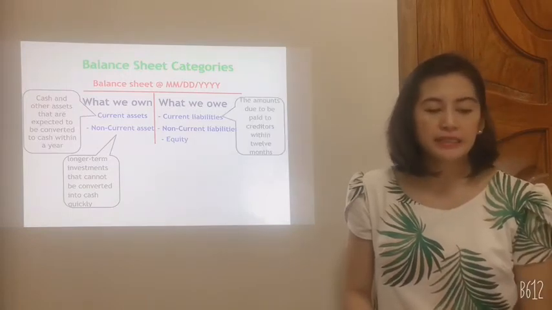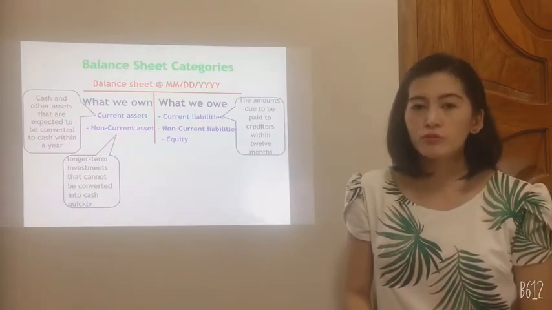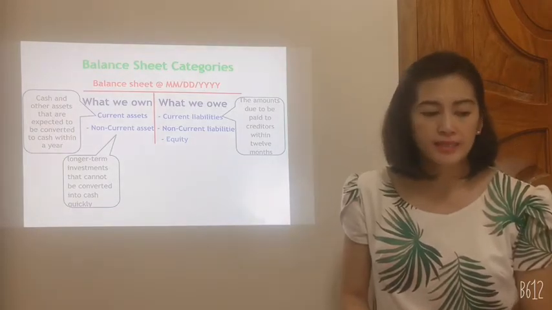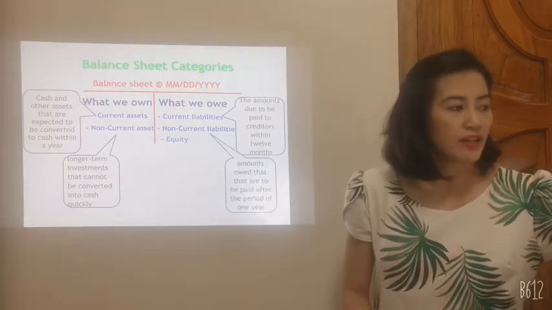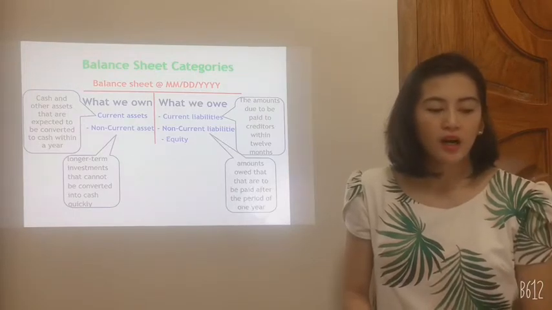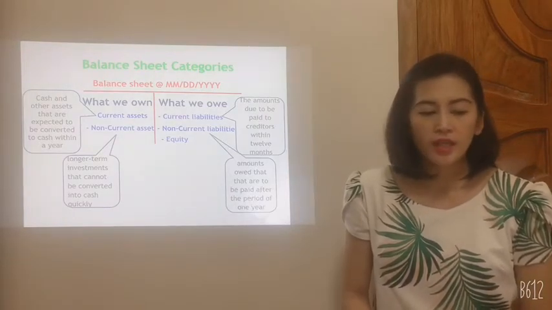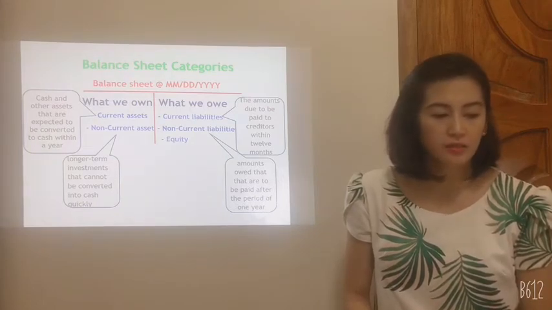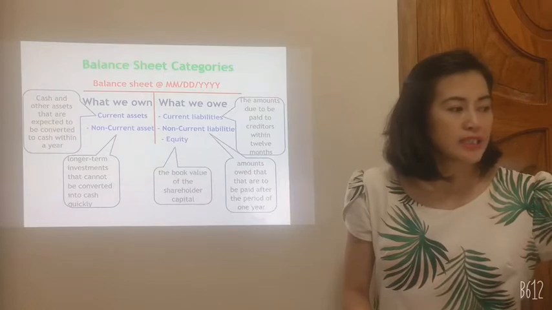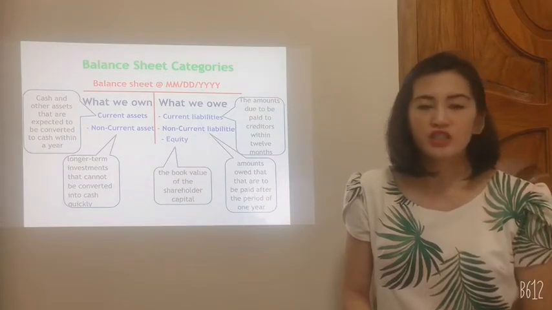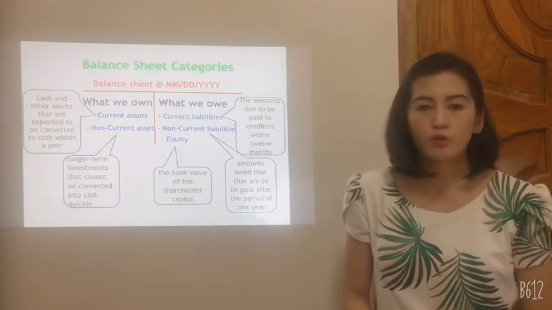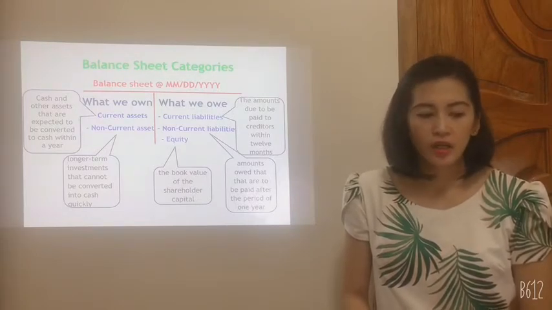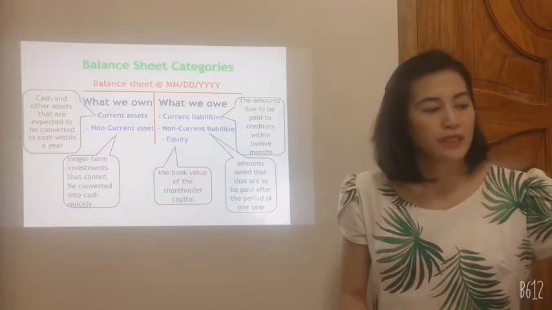Current liabilities are amounts due to be paid to creditors within 12 months. Non-current liabilities are amounts owed that are to be paid after a period of 1 year. Equity on the balance sheet is the book value of shareholder capital. That's how the balance sheet works on a conceptual level.